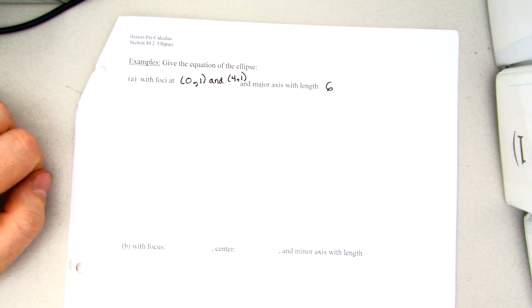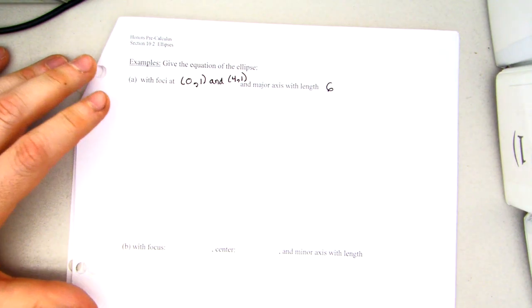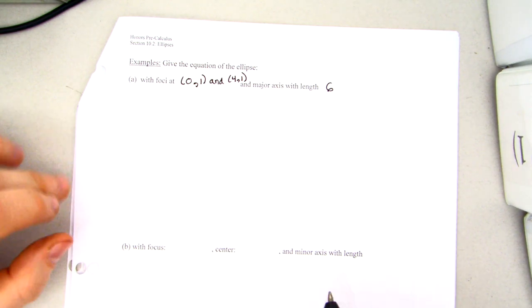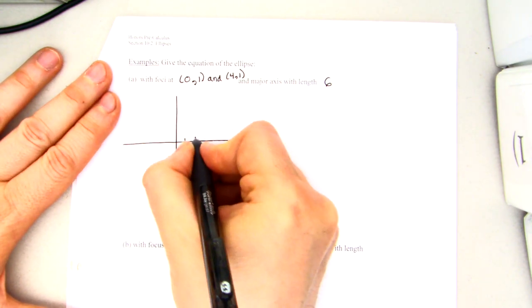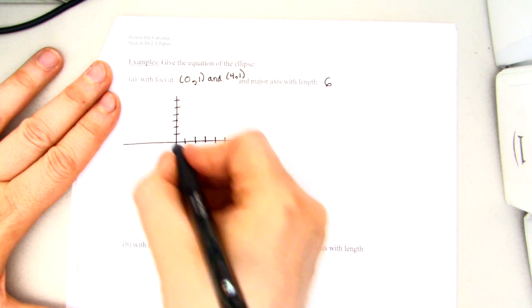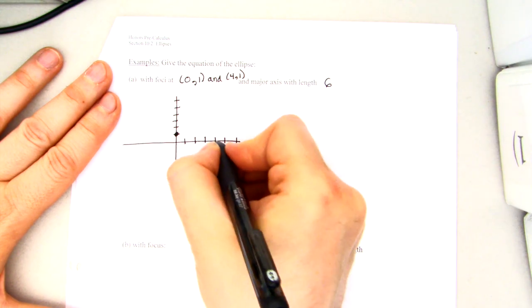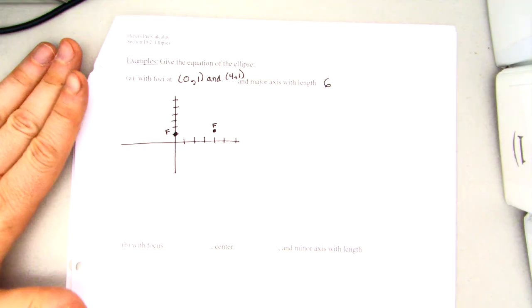Just like yesterday with our parabolas, we're going to deal with this in a visual way. I want to draw some axes and plot those foci and then try to figure out all the other pieces that I need. I think I just need my center, my A, and my B, and I'm good. Let's graph some small axes over here. (0, 1) is right over there. (4, 1) is right over there. And I'm going to put little f's by them just to note that those are foci.